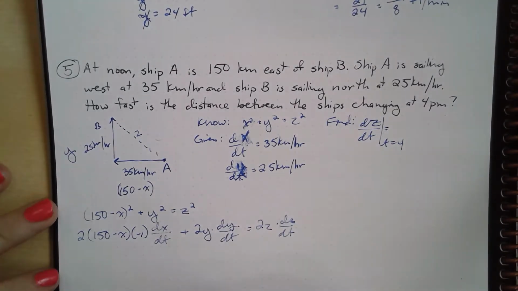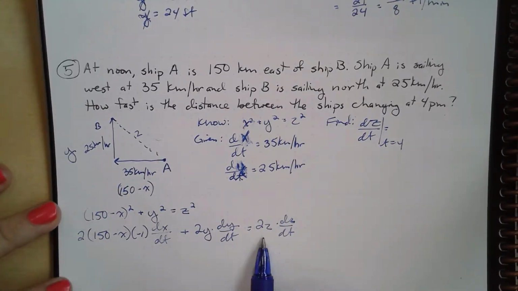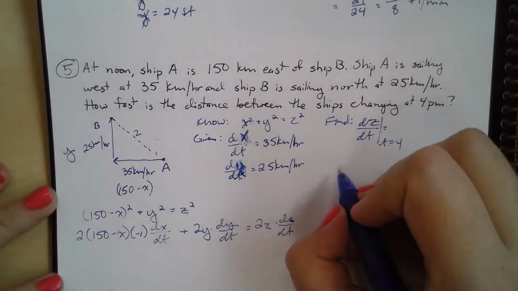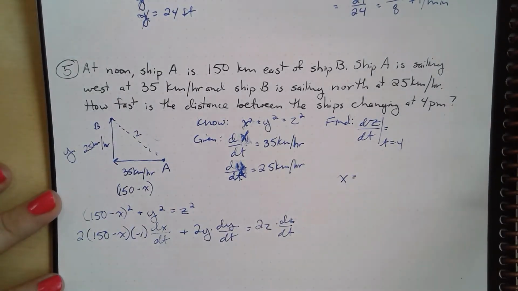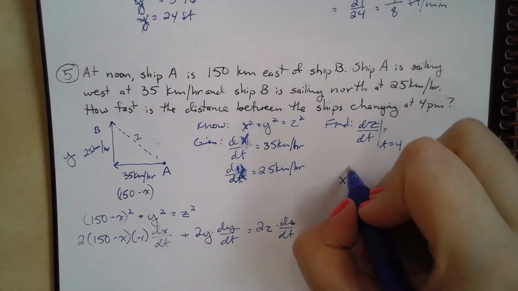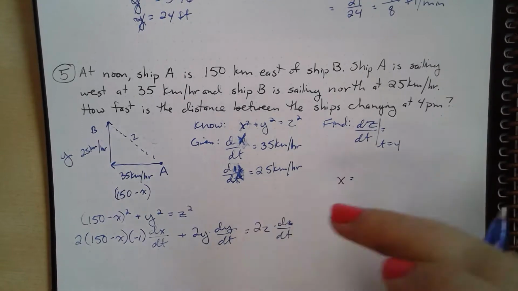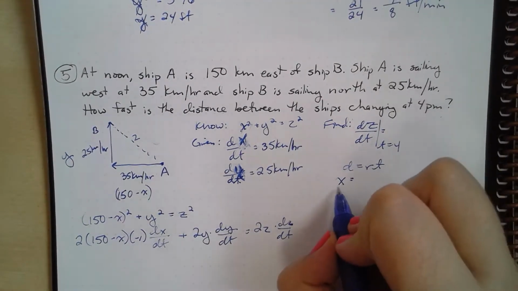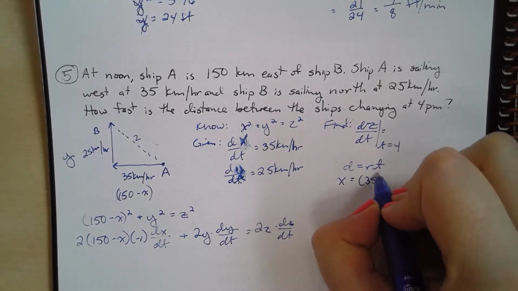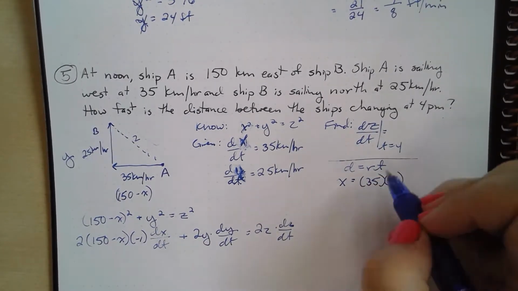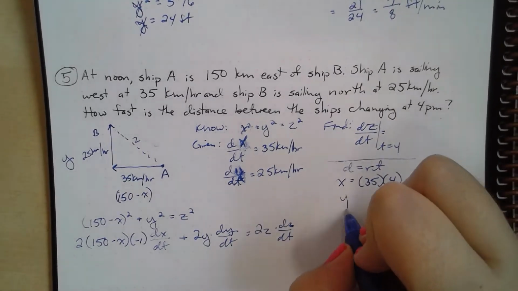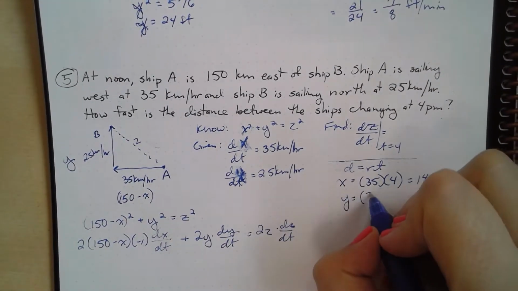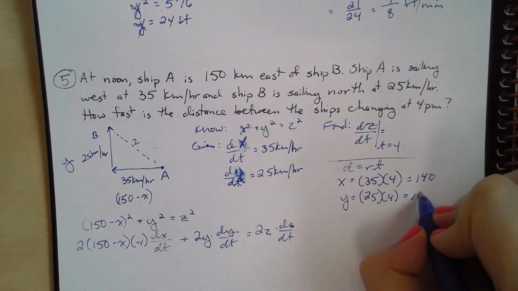All right? Well, we know when t is equal to 4, we need to find our x, our y, and our z, right? Before we dive into that, we know that distance is equal to rate times time, right? So our x distance is going to be equal to the rate, 35, times 4. This is all happening when t is equal to 4. So that's going to be 35 times 4, which is 140. And y is going to be equal to our rate, 25, times 4, which is equal to 100.